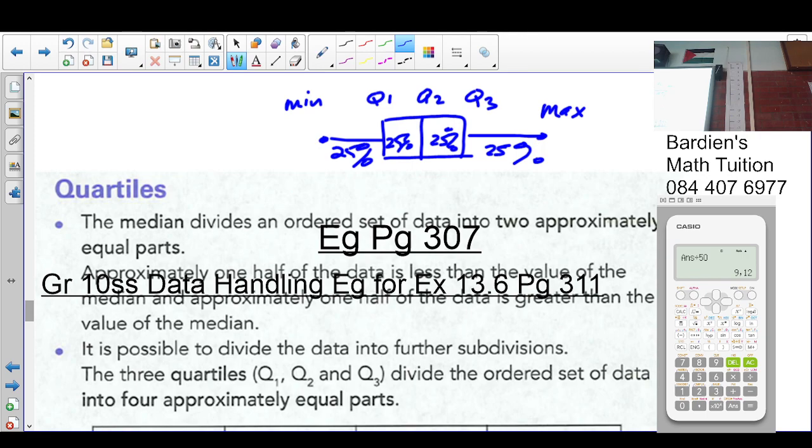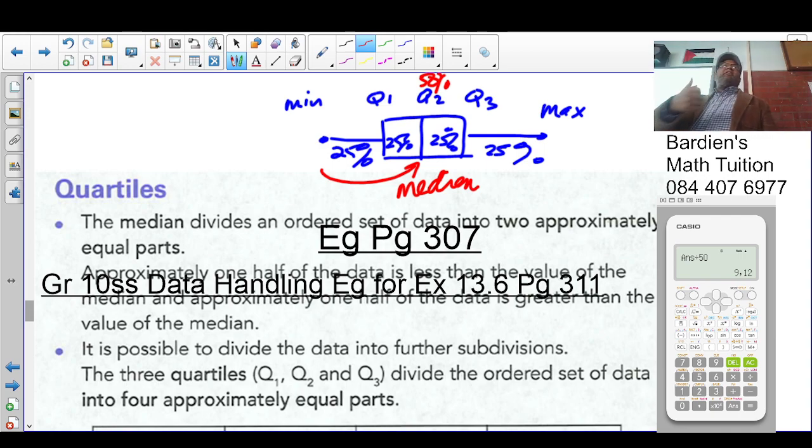Now, quartile 2 is also what? What is also halfway through this data set? This point here. Your 50%, yes. Well, 50% is also what? Half, which is also what? Your median. Yes. So quartile 2, another word for your median, is quartile 2. Can you see that, people?